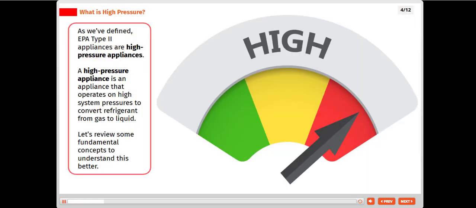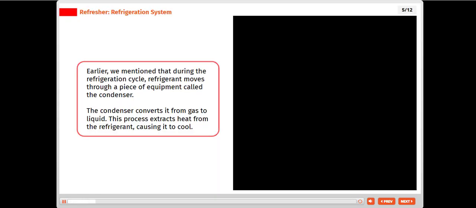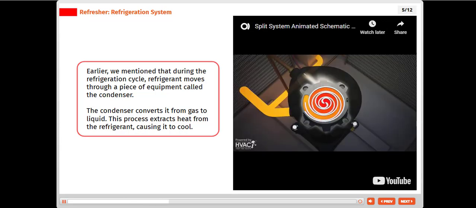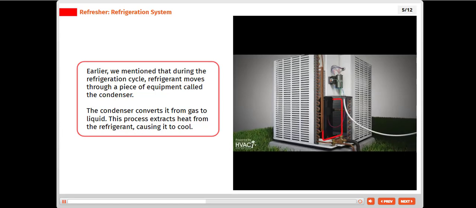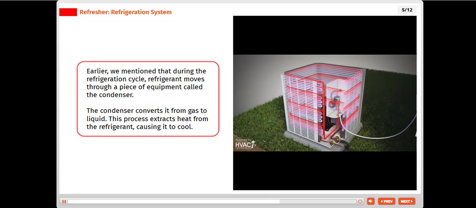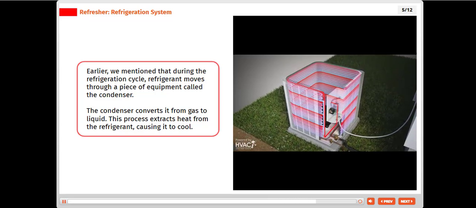As we've defined, EPA Type 2 appliances are high-pressure appliances. A high-pressure appliance is an appliance that operates on high system pressures to convert refrigerant from gas to liquid. Let's review some fundamental concepts to understand this better. Earlier, we mentioned that during the refrigeration cycle, refrigerant moves through a piece of equipment called the condenser. The condenser converts it from gas to liquid. This process extracts heat from the refrigerant, causing it to cool.